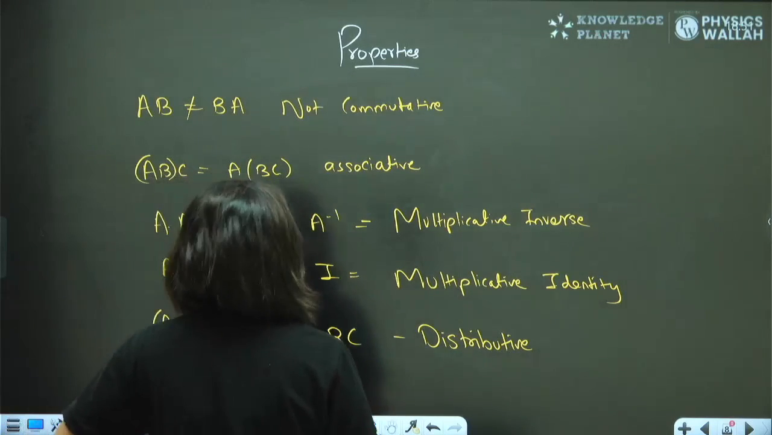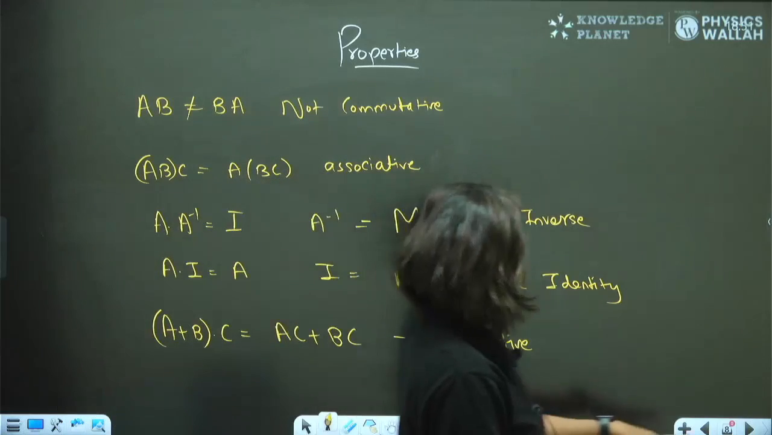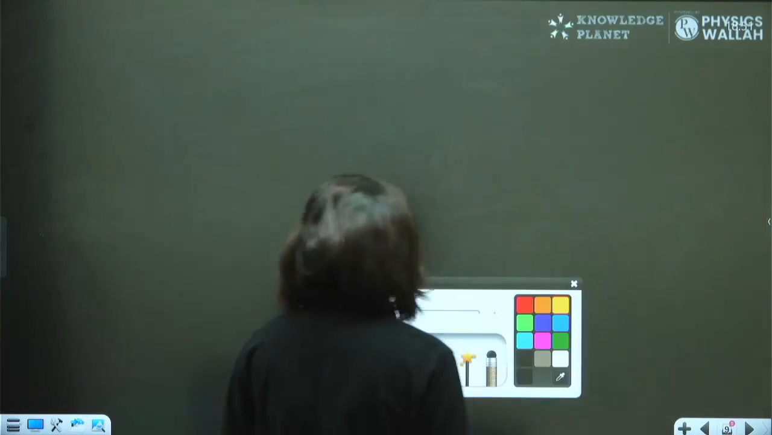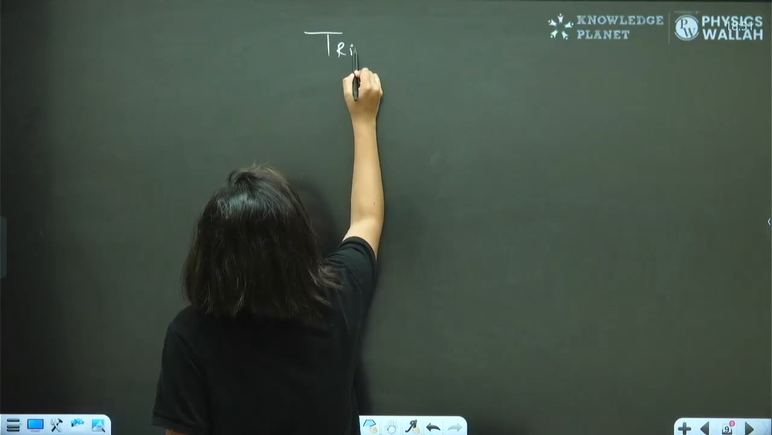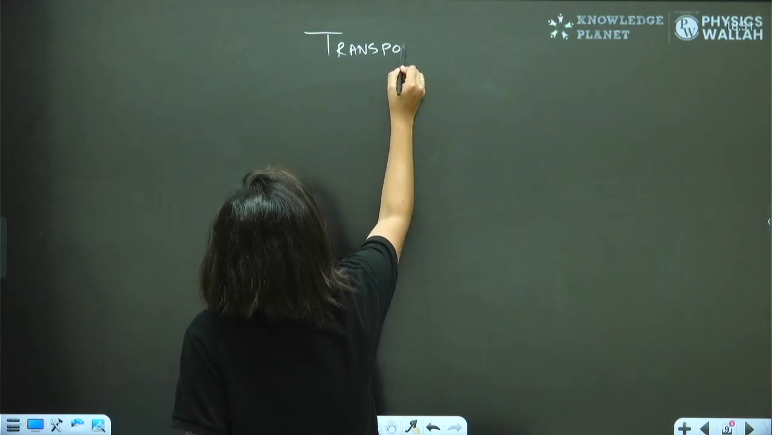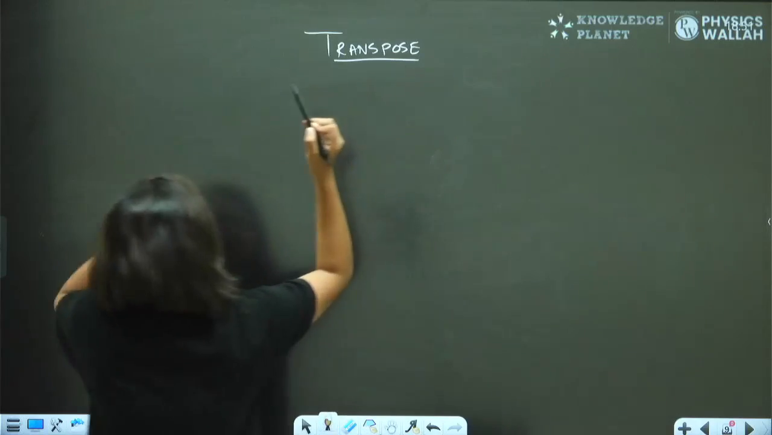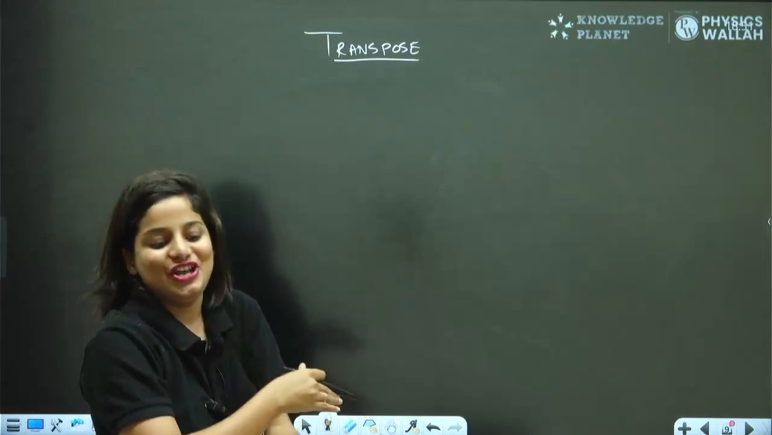What was the next topic after multiplication? After multiplication, we hopped on to transpose. Very easy, isn't it? Nice, sweet. Transpose. Transpose simply says that you interchange the rows and columns.